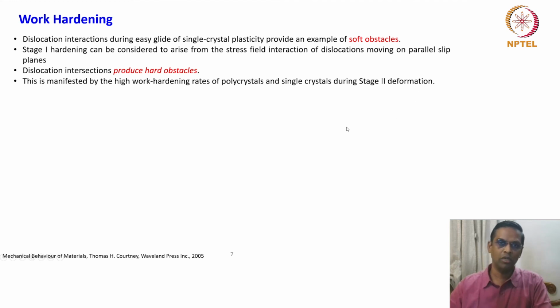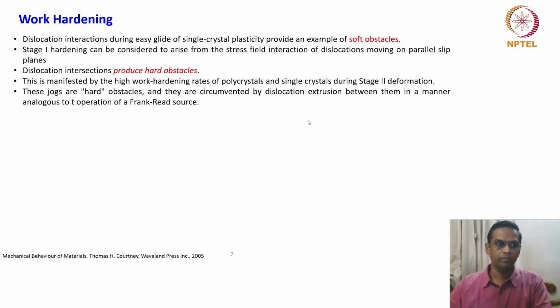As we move from stage 1 to stage 2 to stage 3, the obstacles generated even within the dislocation reactions are quite high. The jogs are hard obstacles and they are circumvented by dislocation extrusion between them in a manner analogous to the operation of the Frank-Read source. With the Frank-Read source, we have seen that the dislocation line gets extruded between two obstacles, and then the segments join together and form a loop, and then it continues.